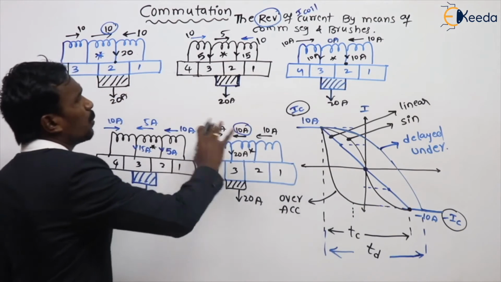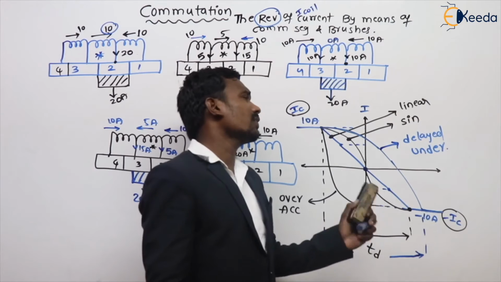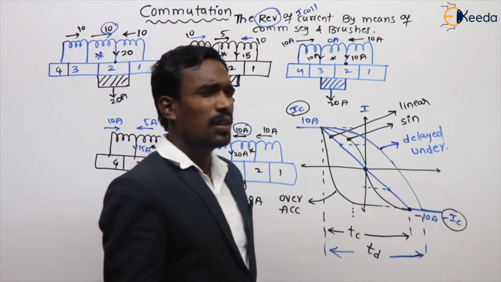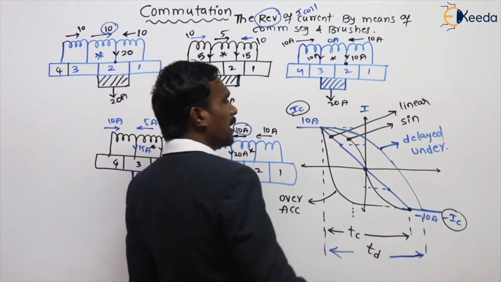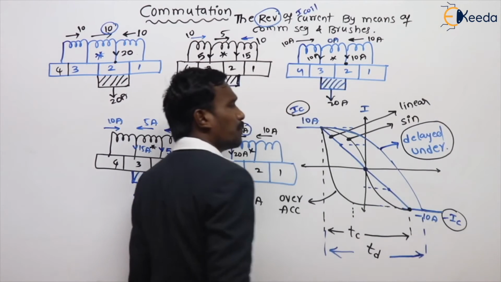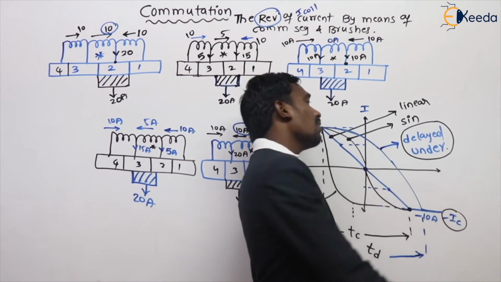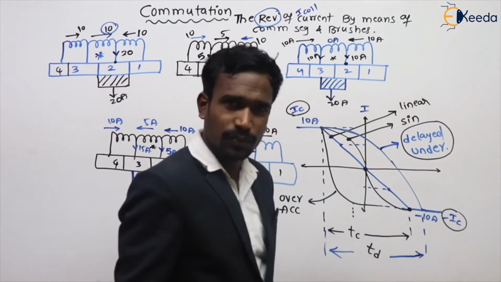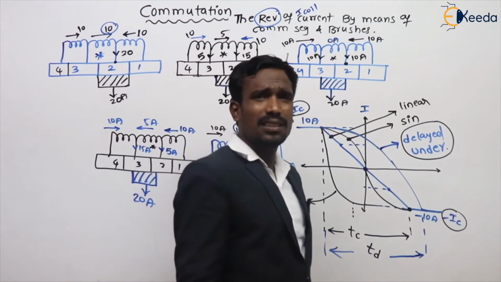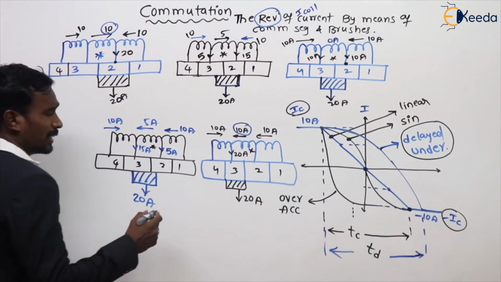This is simply our commutation: linear commutation, sinusoidal commutation, over commutation and under commutation or delayed commutation. But generally the regularly occurring problem in the machine is delayed commutation. Now we have to study delayed commutation. Right, before that, let us calculate the current. We have a small formula for the commutating coil current.